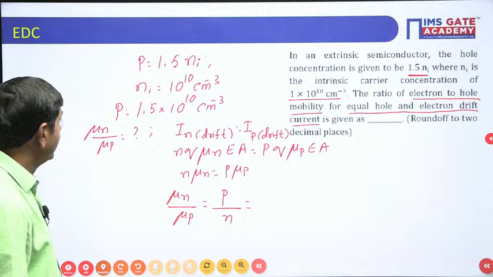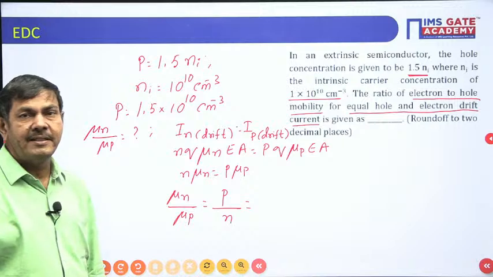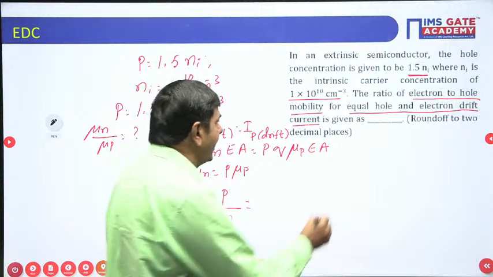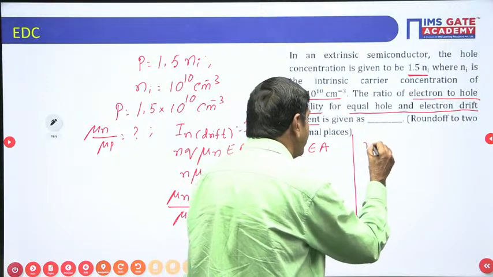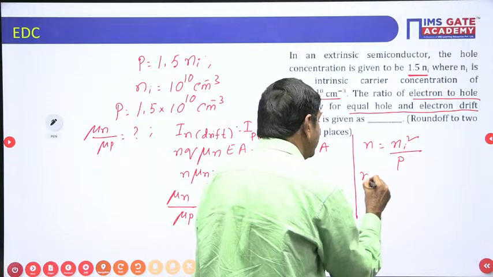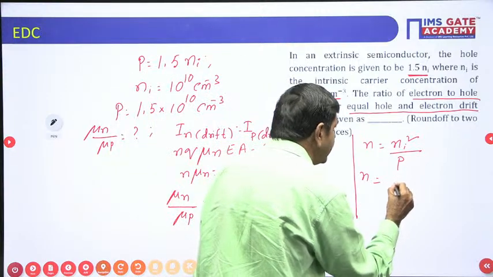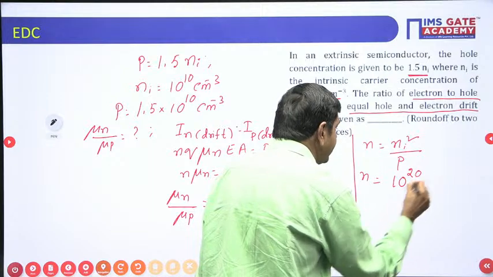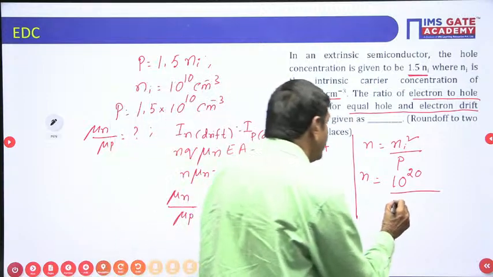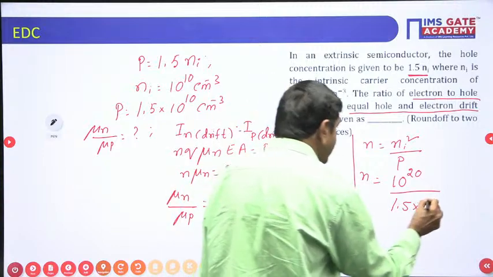P by N. We know the concentration of holes, P. We don't have an idea about the N concentration. By using the mass action law, I can find N. N is calculated by Ni square by P. Ni is 10 power 10, so 10 power 10 whole square, 10 power 20, I can put here now. Divide by P. P is nothing but 1.5 into 10 power 10.